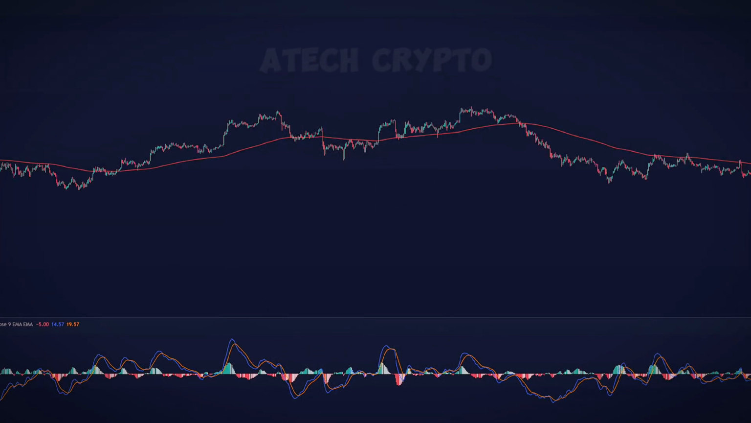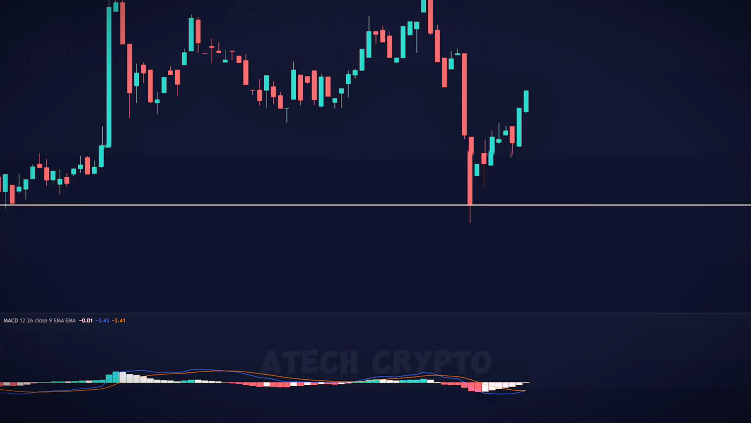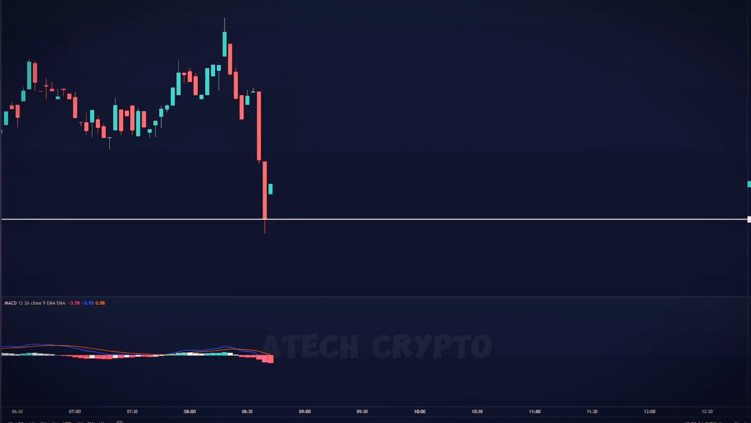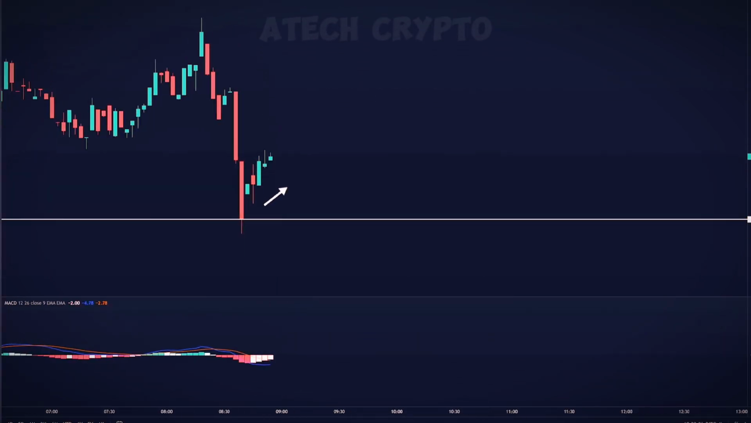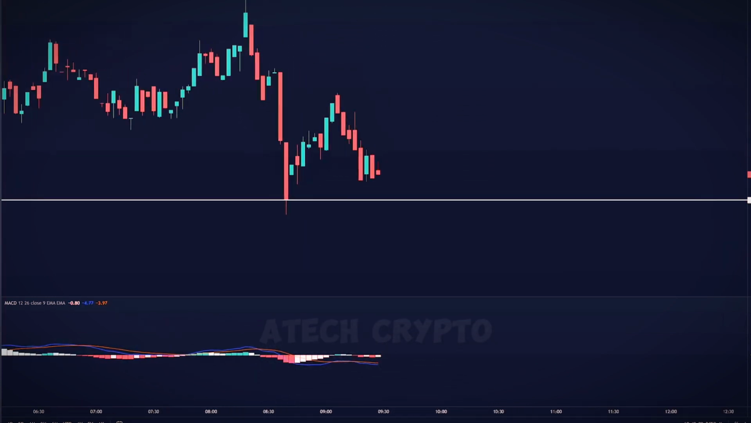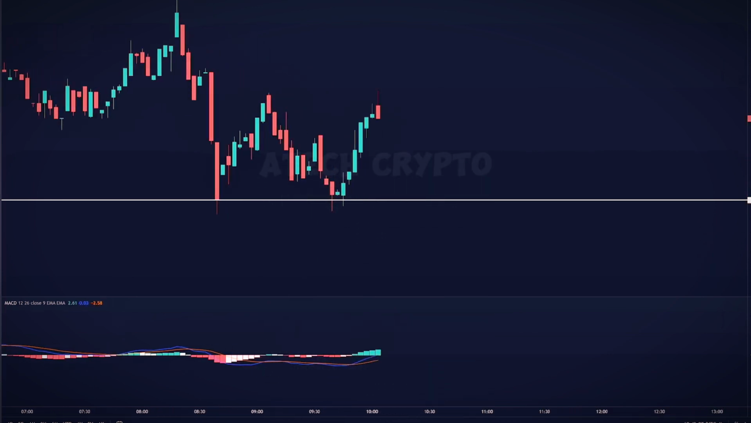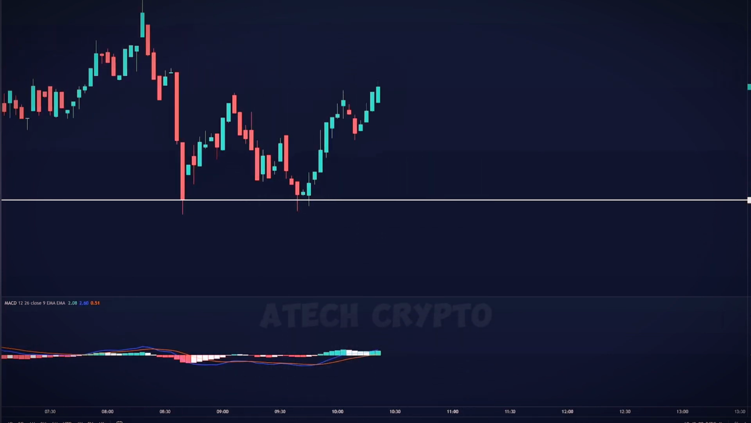To fix this issue, we have to combine the MACD with price action. To do this, identify a key support or resistance where the price hits and bounces. So as you can see, the price goes down, hits this point, and reverses upwards. The next step is to wait for the price to hit the same key level again, and once it does, we are expecting the price to bounce off the support and go upwards just like it did before.